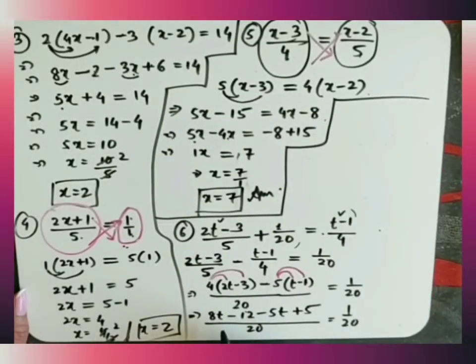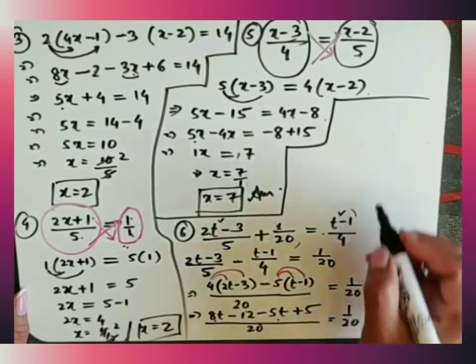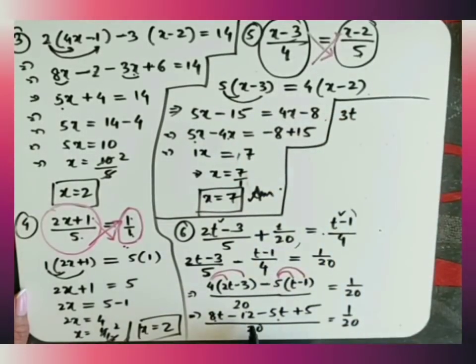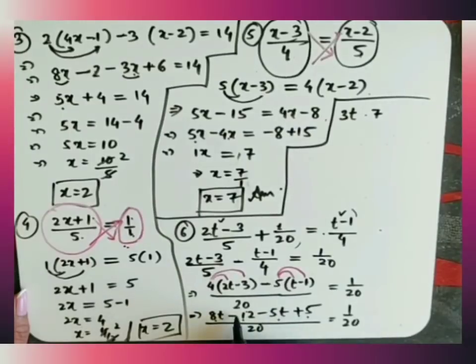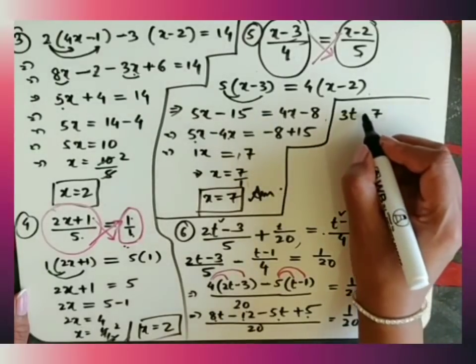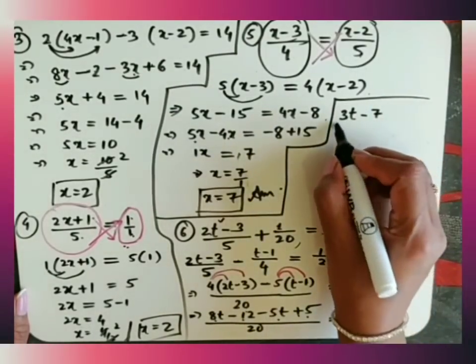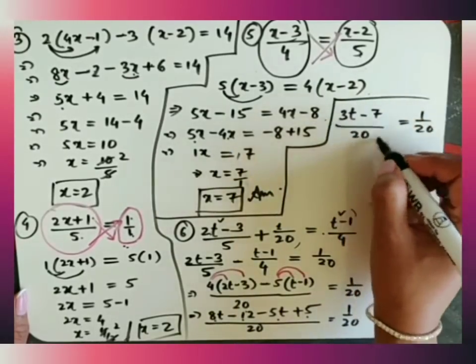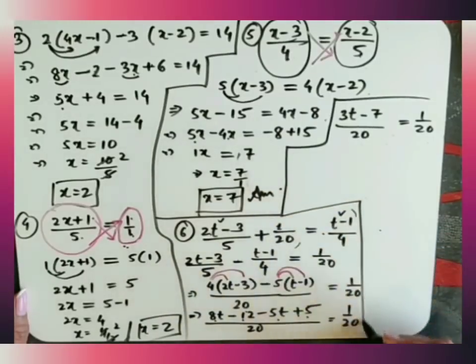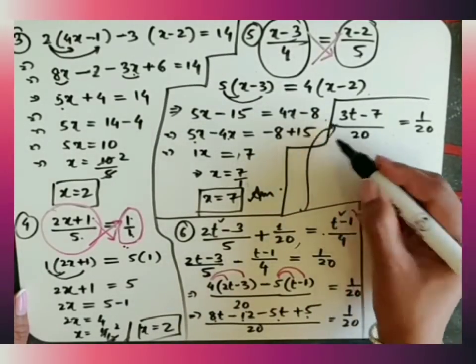Now come here. Like terms we have 8t minus 5t, that will give you 3t. Now minus 12 plus 5, as there are minus and plus signs, we have to subtract. 12 minus 5 will give you 7. But what sign should we give here, minus or plus? We will give a minus sign, as the minus sign is beside the bigger number. So minus 7 over 20 equal to 1 over 20. Now we have one fraction equal to one fraction.